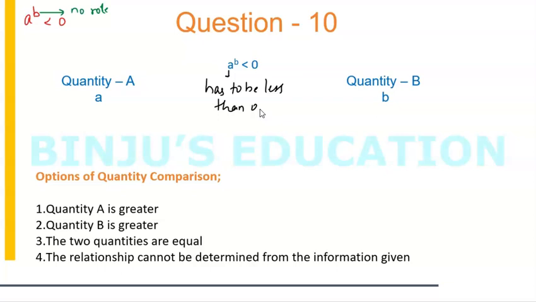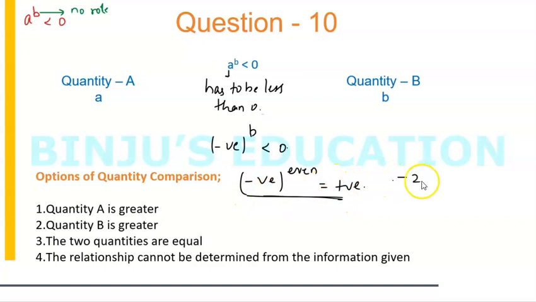Now what about b? This is what we need to understand. So we have a negative number, that's for sure, to the power b, and we want the result to be less than 0. Now we know one thing for sure: if you have a negative number and you raise it to an even power, then the result is always positive.